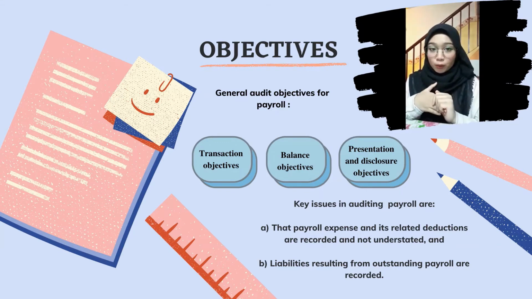As you can see from figure 1.1, there are three objectives: transaction objectives, balance objectives, and also presentation and disclosure objectives. Under transaction objectives, there are occurrence, completeness, accuracy, and cut-off. For balance objectives, there are existence, rights and obligations, completeness, and valuation and allocation. For presentation and disclosure objectives, there are occurrence, rights and obligations, completeness, classification and understandability, accuracy, and also valuation. This point is important for all three objectives.